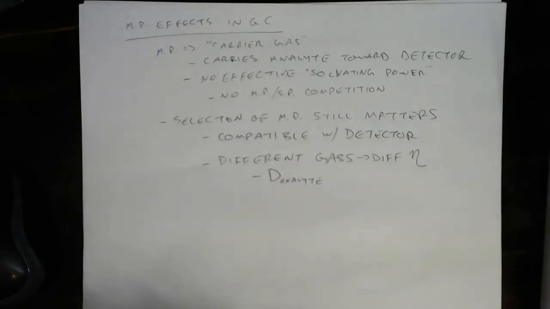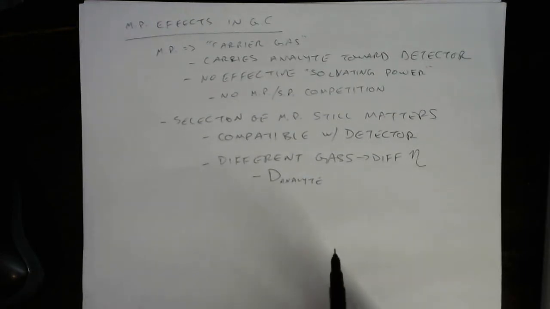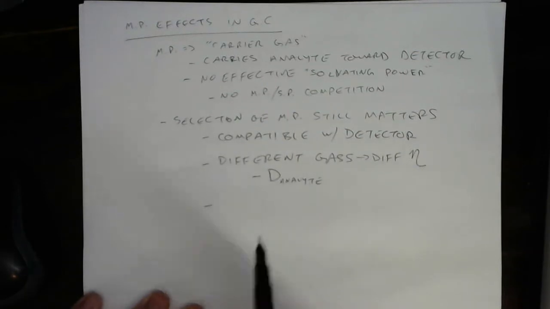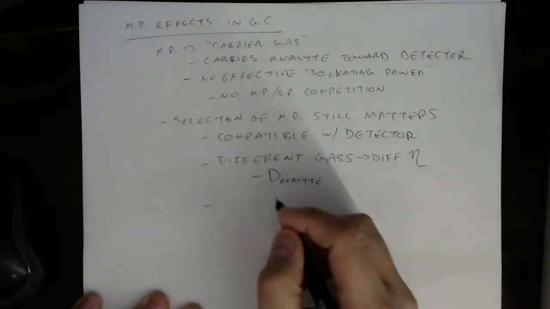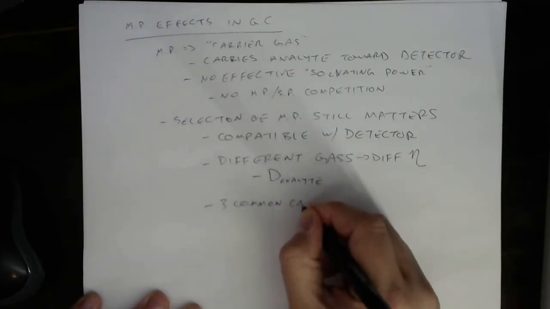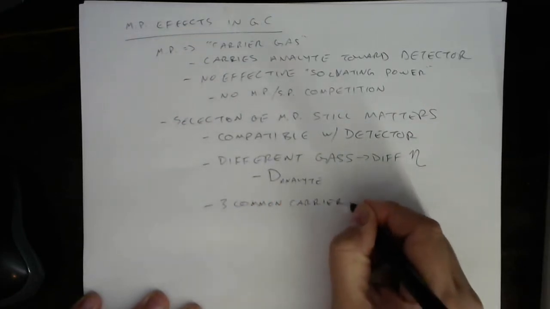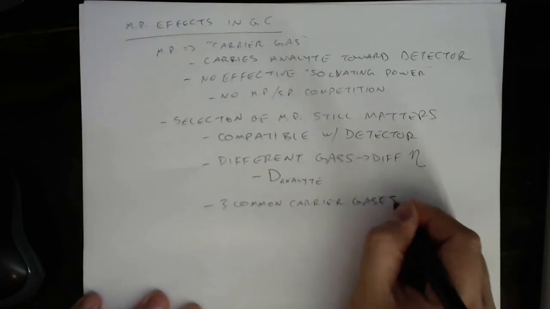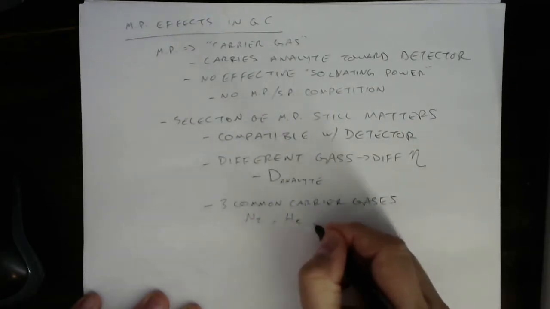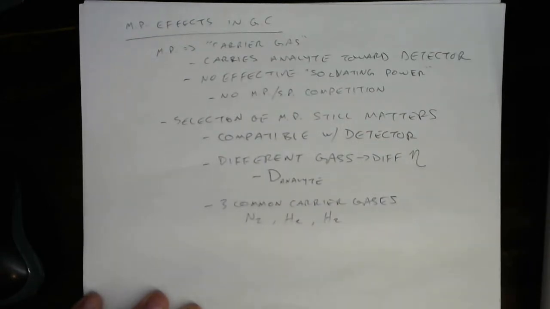The diffusion coefficient of our analyte in our mobile phase gas, our carrier gas, is going to make a big difference on the separation. So before we understand how that works, let's look at three common choices for carrier gas. So three common carrier gases are nitrogen, helium, and hydrogen gas.